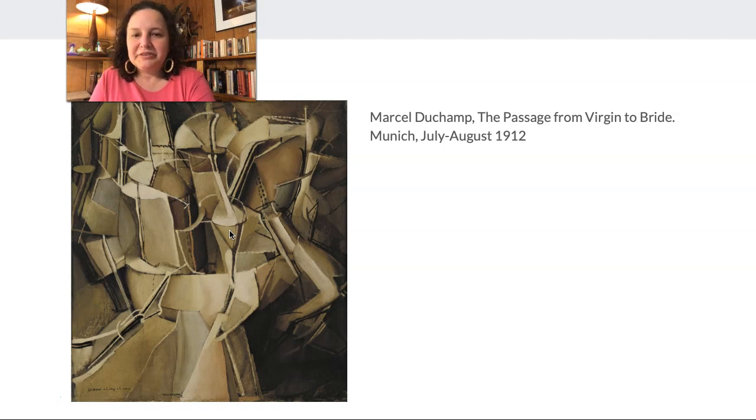So in this case, this is a Marcel Duchamp painting, and this is a classic example of what we would call cubism. And cubism was kind of founded on the idea that there were multiple vantage points with which you could look at something, and that one painting could simultaneously represent them all.